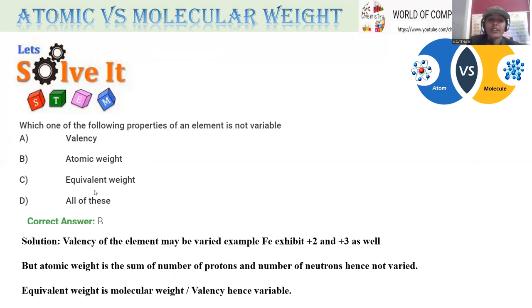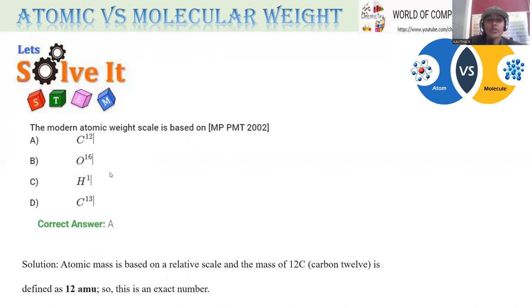Equivalent weight will be varied. How can we say? Because equivalent weight is equal to molecular weight by valency. Valency is variable, so equivalent weight is also variable. So, that's the reason why the right answer is atomic weight. It is a non-variable thing. Move on to another question.